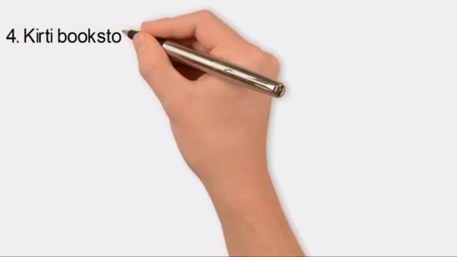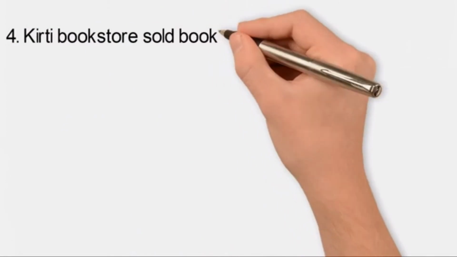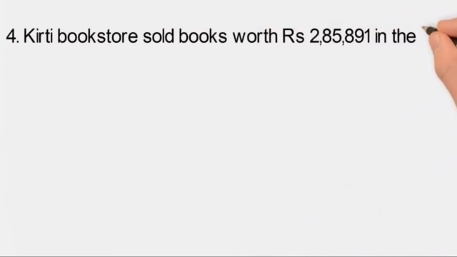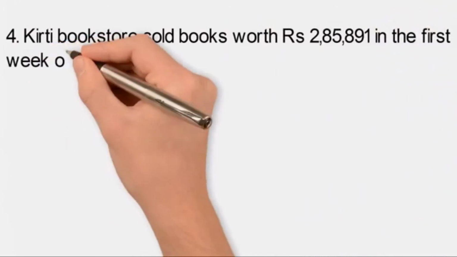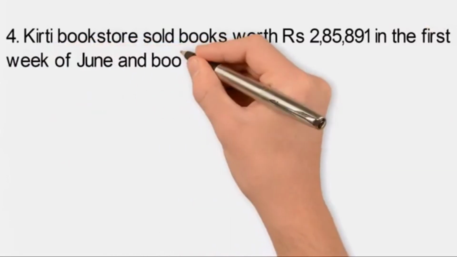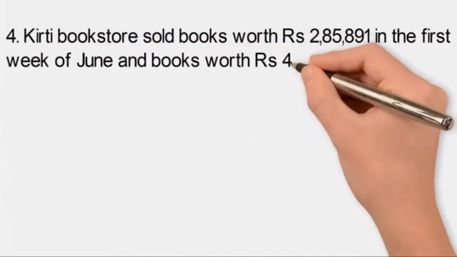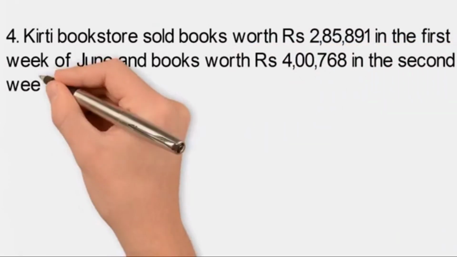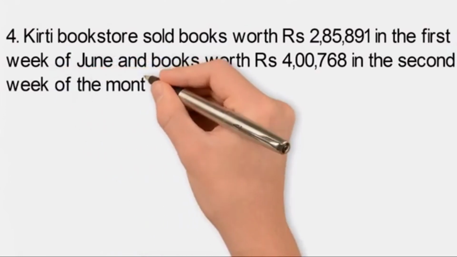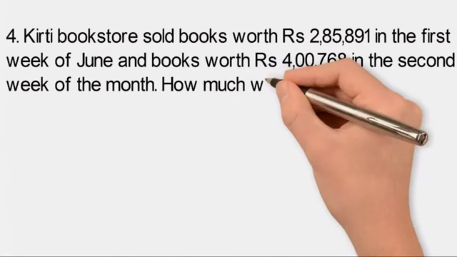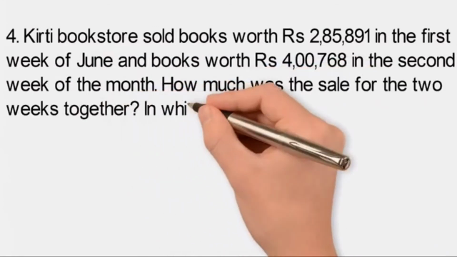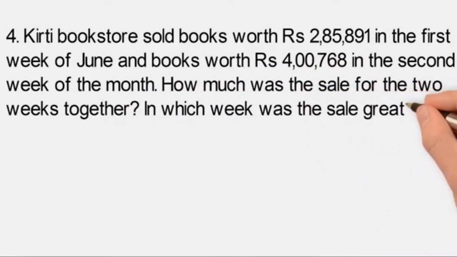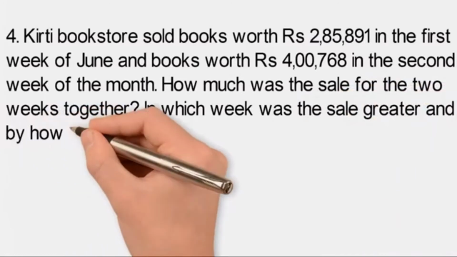Kirti Bookstore sold books worth rupees 2,85,891 in the first week of June and books worth rupees 4,768 in the second week of the month. How much was the sale for 2 weeks together? In which week was the sale greater and by how much? So here we'll try to understand the meaning of this question.